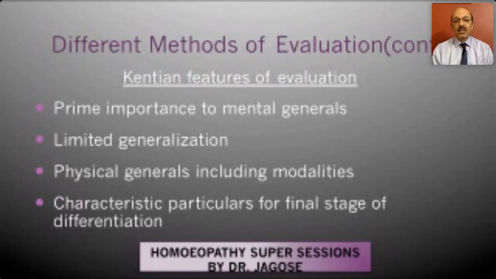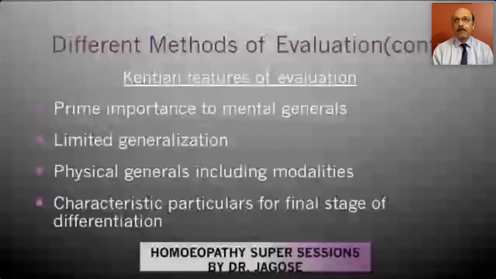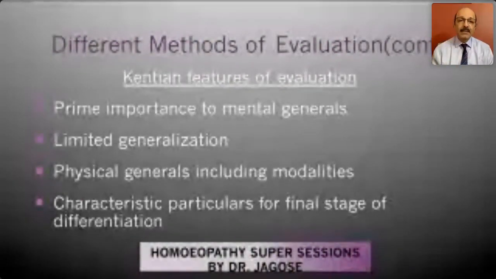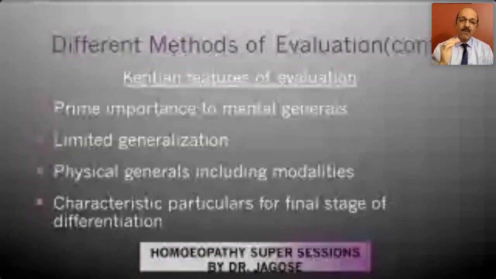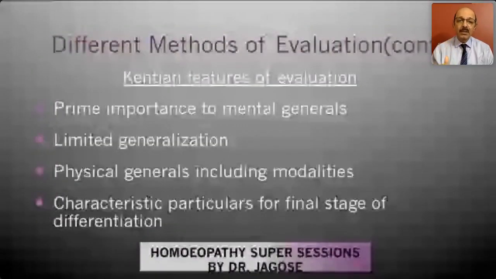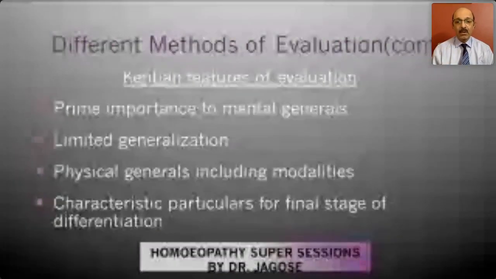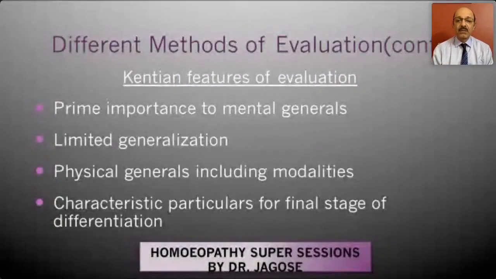Now, Kent's features of evaluation. He gave importance to the mental generals, naturally, because he believed in the mind. Then he said you have to do limited generalization, and in the physical generals you have to include the modalities also, and characteristic particulars for the final stage of differentiation. So if you want to differentiate, then the particulars will be helpful in differentiating.